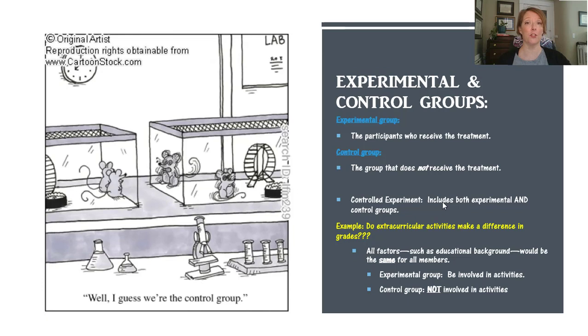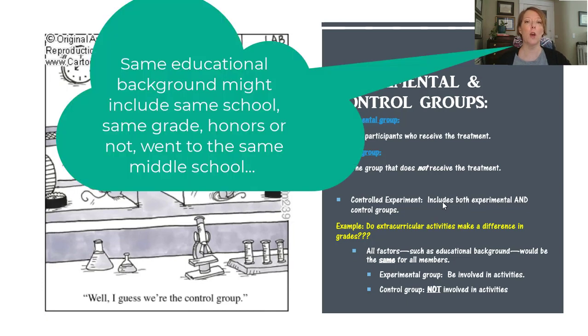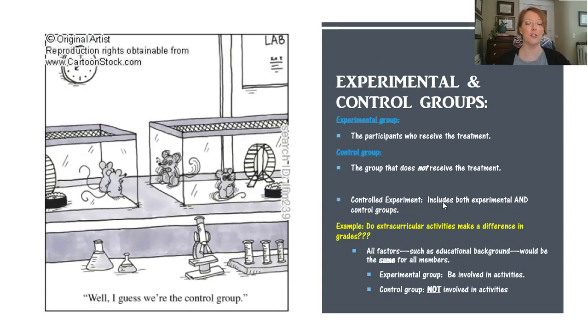Let's talk about what this looks like in real life. Our example here, do extracurricular activities make a difference in grades? You want to take into account all factors such as educational background. You want to make sure it's the same for all members. We're going to get more into that in future slides. But first of all, your experimental group is the group that receives the treatment. It is the group that's going to be involved in activities. The control group is not involved in activities.